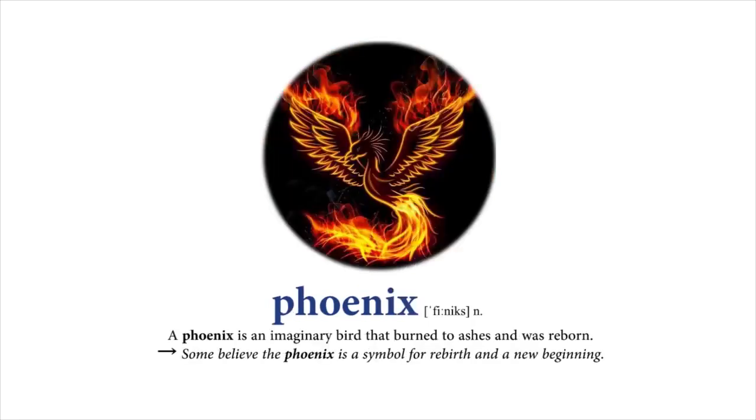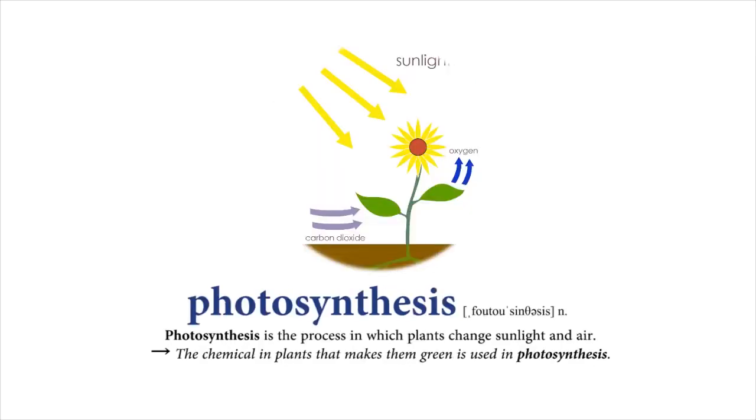Phoenix. A phoenix is an imaginary bird that burns to ashes and is reborn. Some believe the phoenix is a symbol for rebirth and a new beginning. Photosynthesis. Photosynthesis is the process in which plants change sunlight and air. The chemical in plants that makes them green is used in photosynthesis.